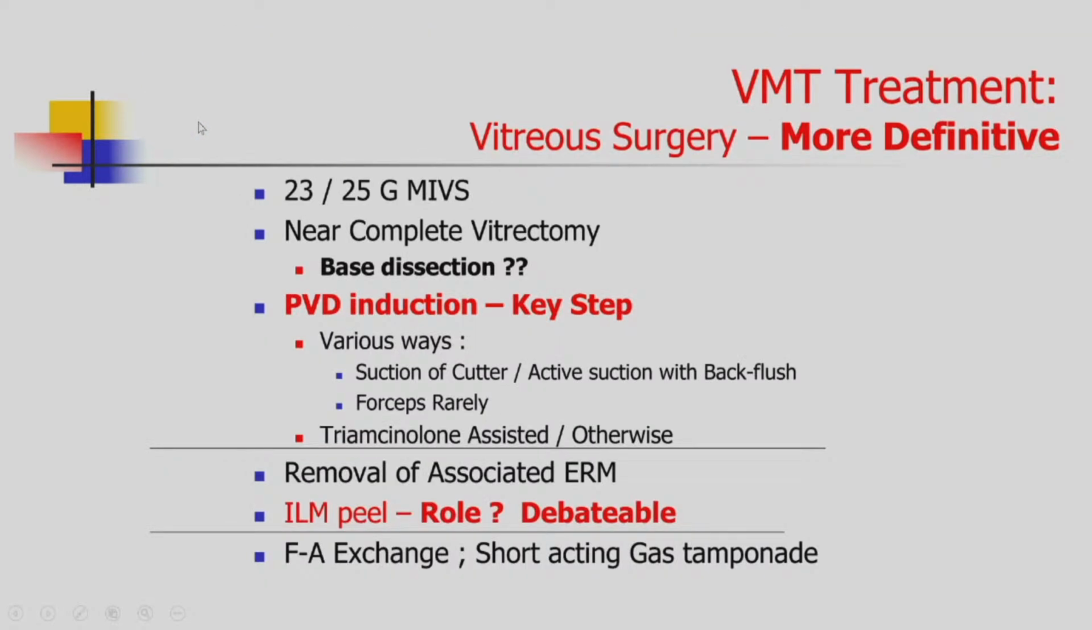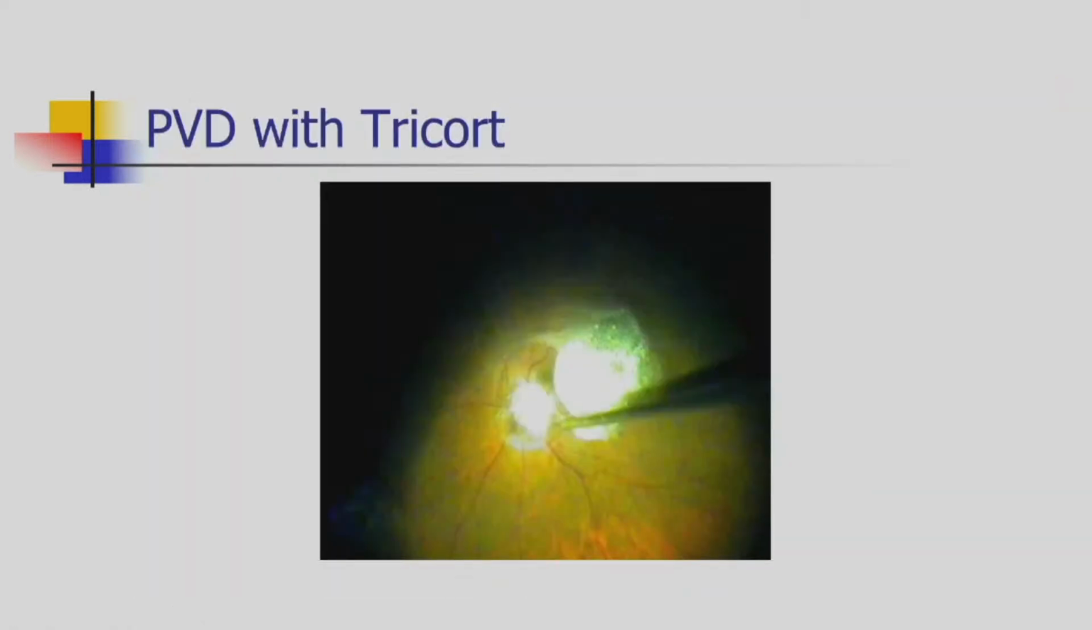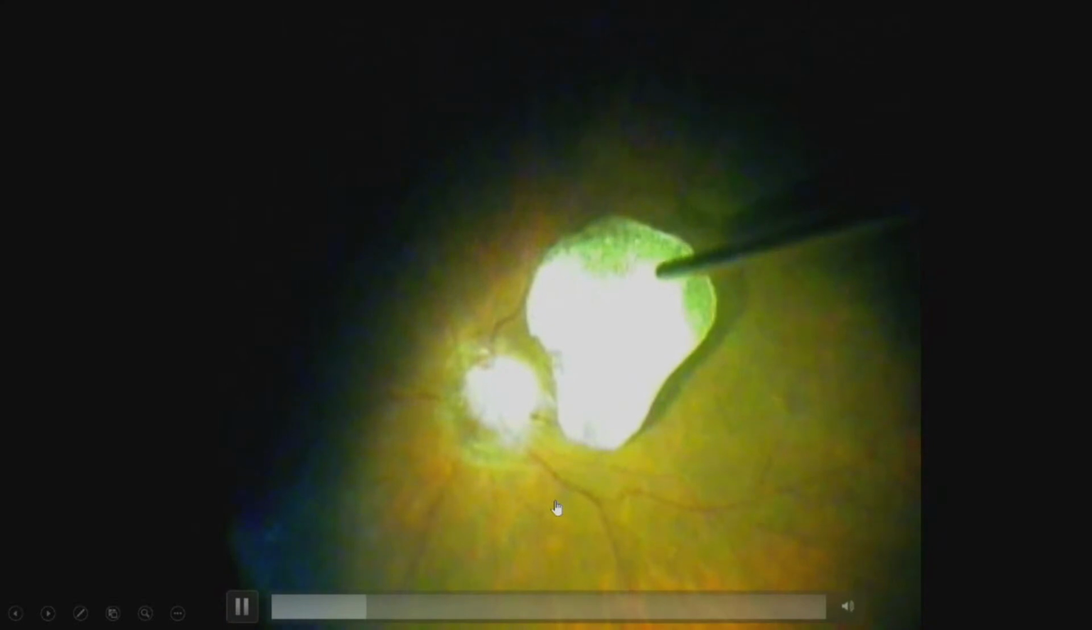And as I said, you begin with MIVS 25 gauge, and PVD induction is the key step. And most of the time, after you do core vitrectomy, we put some crystals of triamcinolone, and let me show if this video works here. Okay, so this is what we do here. After we have done core vitrectomy, we put this triamcinolone, and typically two round circles will form, one on the optic nerve head and one on the macula. And then gradually you increase the suction. Never increase suction suddenly. It has to be gradual, from 150 to 200 to 300.